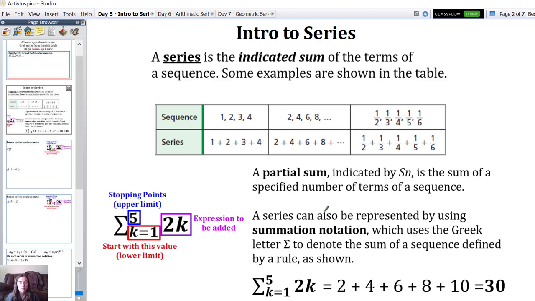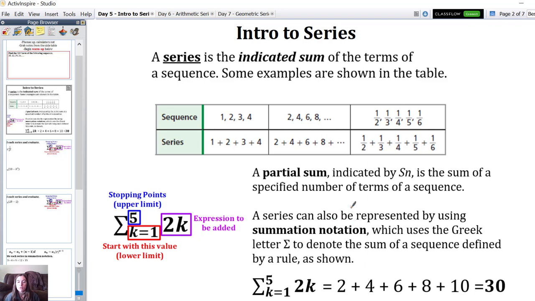A partial sum, which would be indicated by big S sub n, is the sum of a specified number of terms of a sequence. So we're going to have all these terms of a sequence. Maybe we only want to get to the fifth term in that sequence. So our partial sum would only add up the first 5 terms of the sequence.